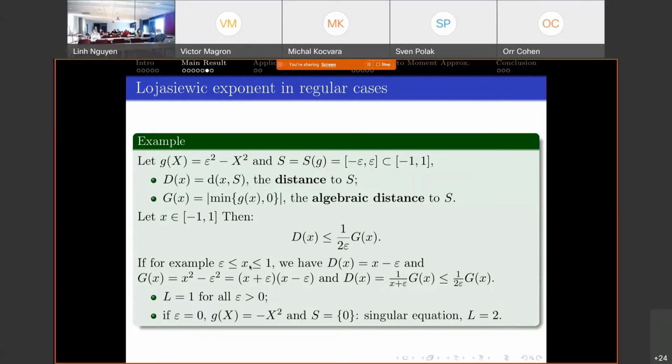And on the other hand, if epsilon is 0, so g of x is minus x squared, it is a singular equation, then the image of x set is just 1 point. The gradient of g vanished there. And in this case, you can prove that L is equal to 2. So this suggests something, and we generalize this.